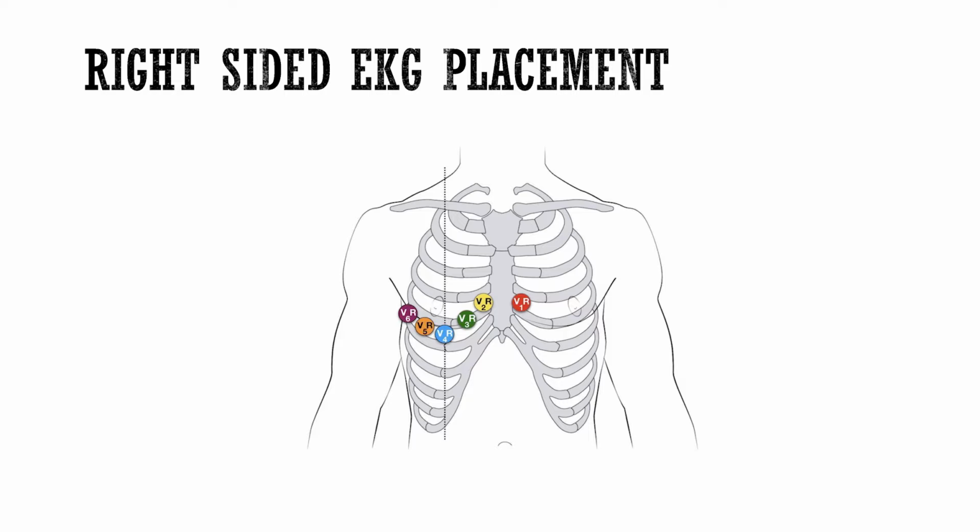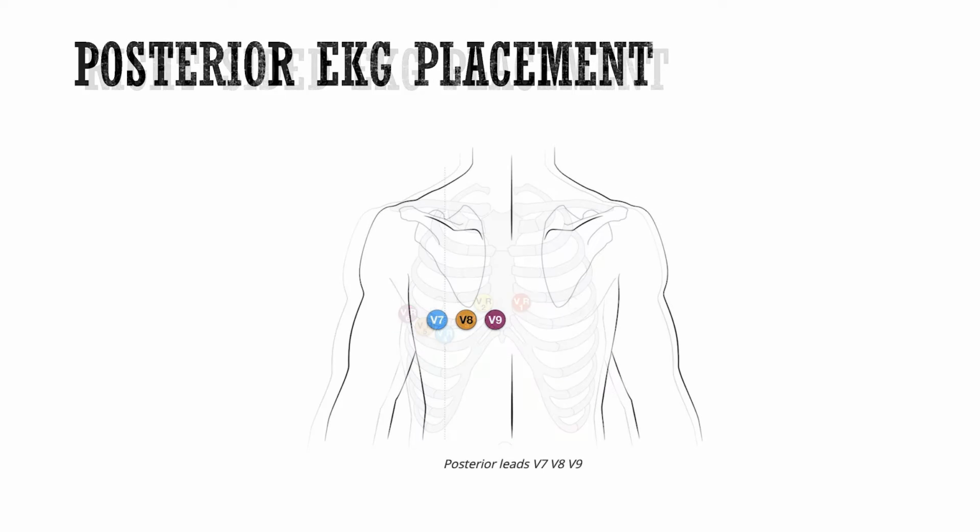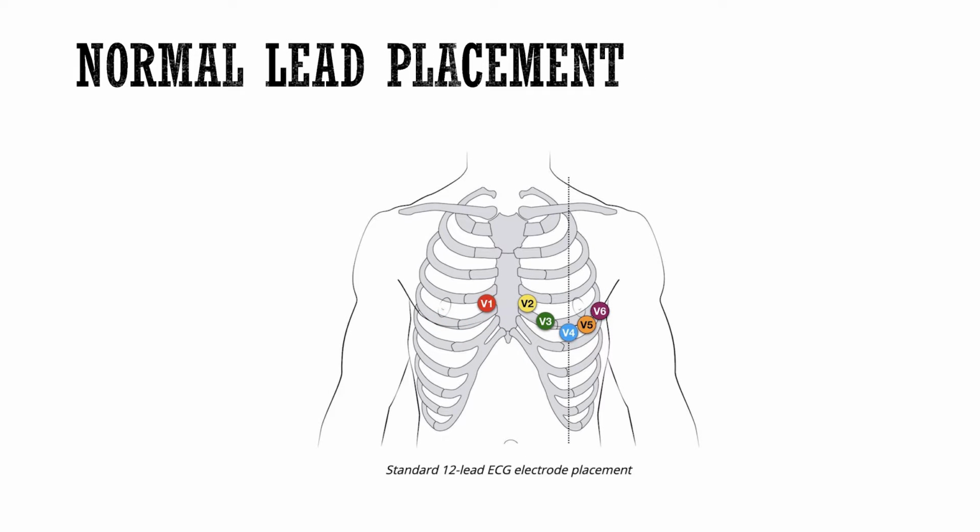And then probably the trickiest, but I think most important one, is your posterior EKG, which you're gonna need to obtain looking for a posterior infarction, posterior STEMI. So if you look, V4, V5, and V6 in your normal EKG, you're gonna take those leads and you're just gonna slide them in order around to the left side posterior. So V4 will become V7, V5 will become V8, and V6 will become V9.